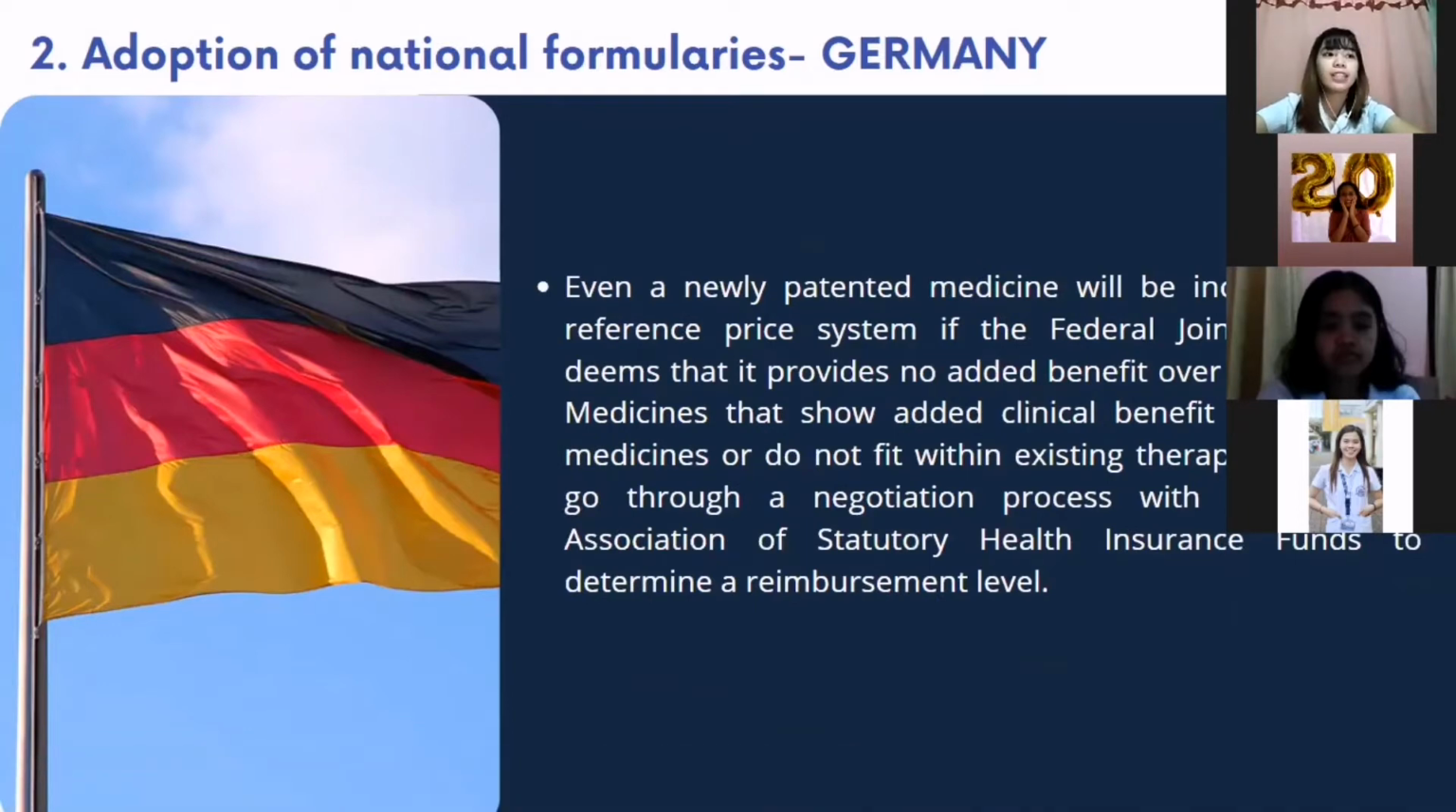Since manufacturers are initially free to set the market price, the negotiation process determines the price that will take effect 1 year after market launch. If a reimbursement level cannot be agreed upon, the decision is passed to an arbitration body that will set the reimbursement level based on the Federal Joint Committee's appraisal and the prices of comparator medicines. Even a newly patented medicine will be included in the reference price system if the Federal Joint Committee deems that it provides no added benefit over comparators.